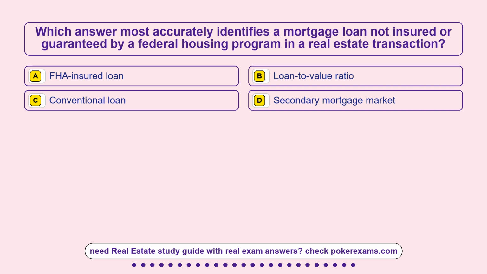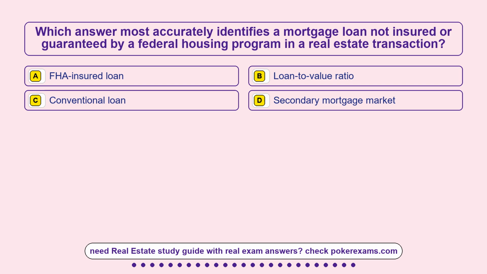Question 4. Which answer most accurately identifies a mortgage loan not insured or guaranteed by a federal housing program in a real estate transaction? Option A. FHA-insured loan. Option B. Loan-to-value ratio. Option C. Conventional loan. Option D. Secondary mortgage market.